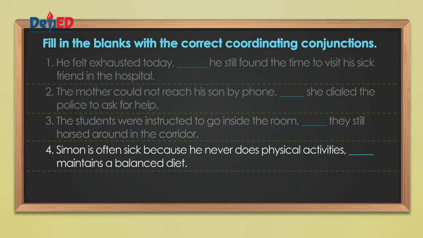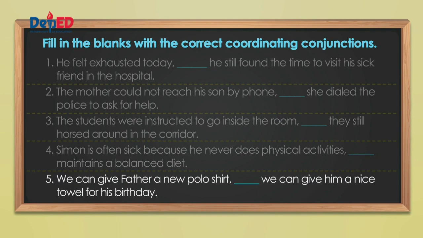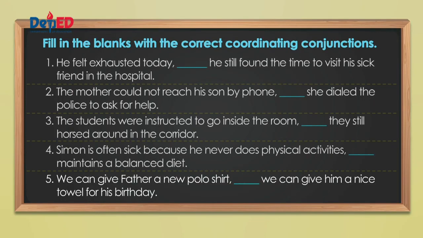Number 4. Simon is often sick because he never does physical activities, blank. He maintains a balanced diet. Number 5. We can give father a new polo shirt, blank. We can give him a nice towel for his birthday. I will give you 10 seconds to do the activity.